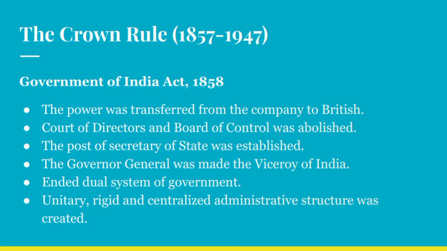This is the new thing. With this act, they created a new post, which means Secretary of State. And one more thing, the Governor General of India was made the Viceroy of India. And the fifth point, it ended the dual system of government. And the sixth one, a unitary, rigid and centralized administrative structure was created by the British Crown.